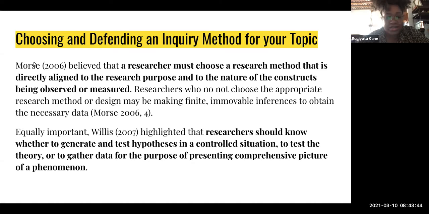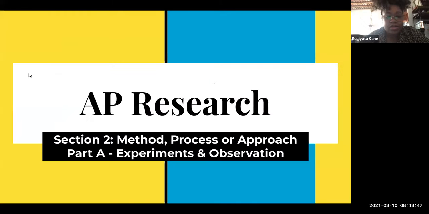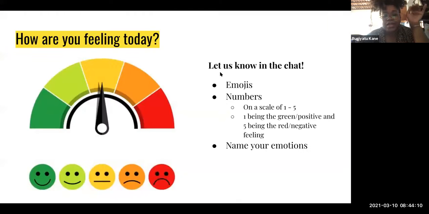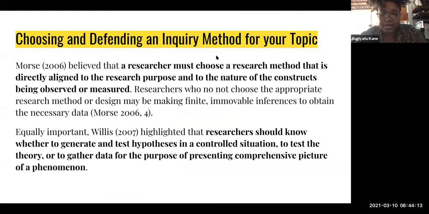We are talking today about methods, processes, and approaches. And we are focusing today on both the experimental and observation as data collection tools. So, how is it that you can conduct experiments, and how is it that you can conduct observations as a means to collect data? Why are we talking about this? Choosing a method and being able to defend your choice of inquiry method is going to be very relevant for section 2 of your research paper.